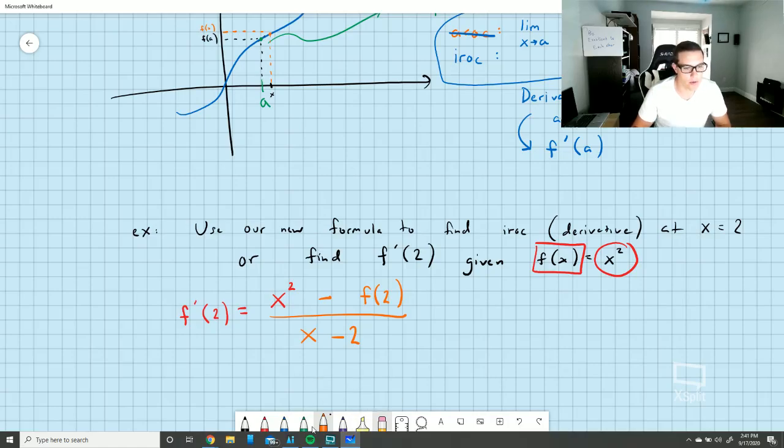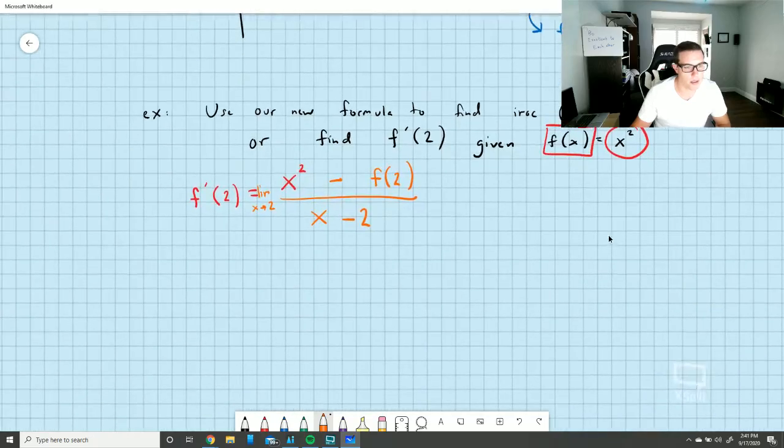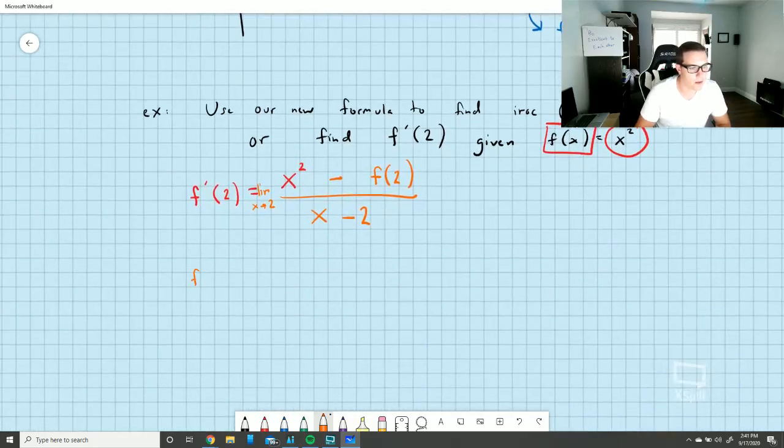Oh, but then of course I always mess this up. I forgot my limit. The limit as x approaches 2. And now look, we have a little limit problem. Actually, let me rewrite it real fast, and then we can talk about this limit problem we've created. So f prime of 2 equals the limit as x approaches 2 of x squared minus, well, f of 2, when I plug 2 in, I get 4.